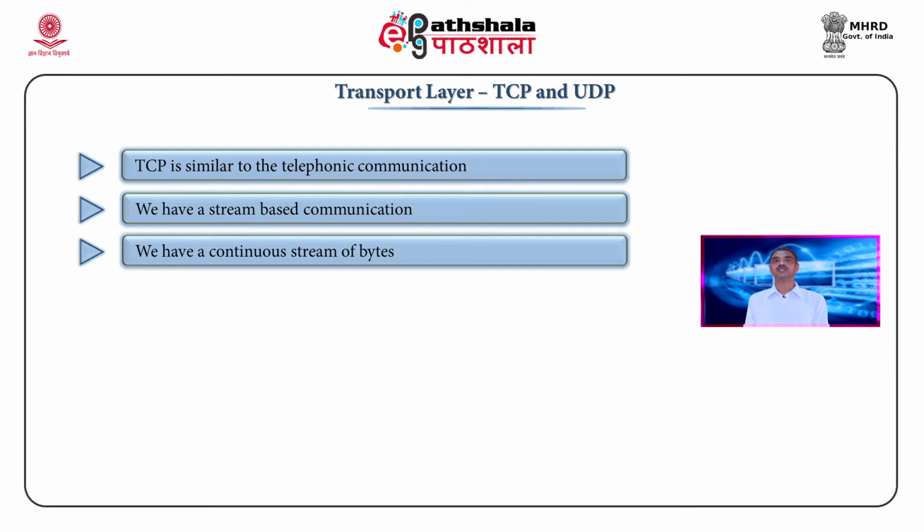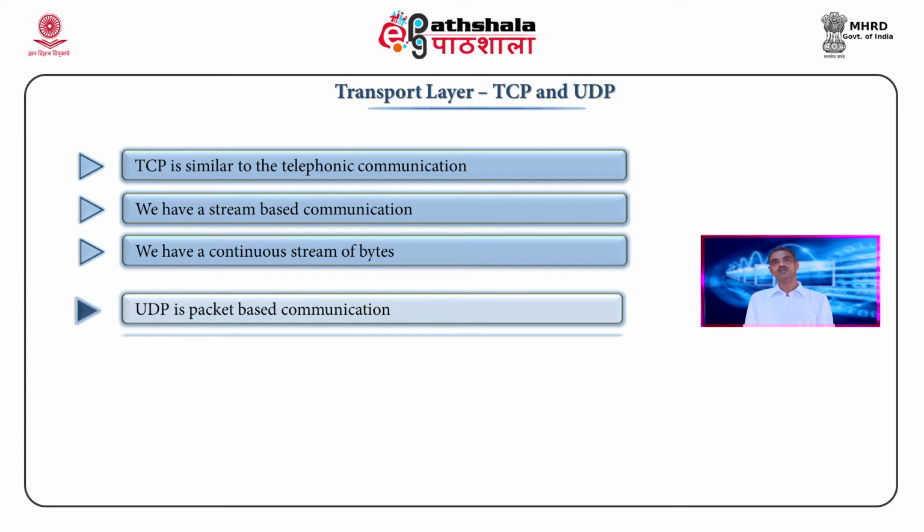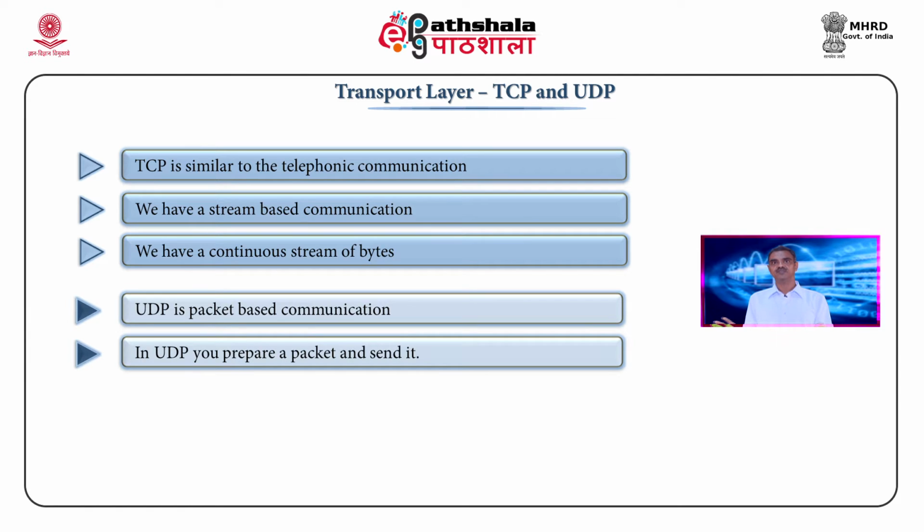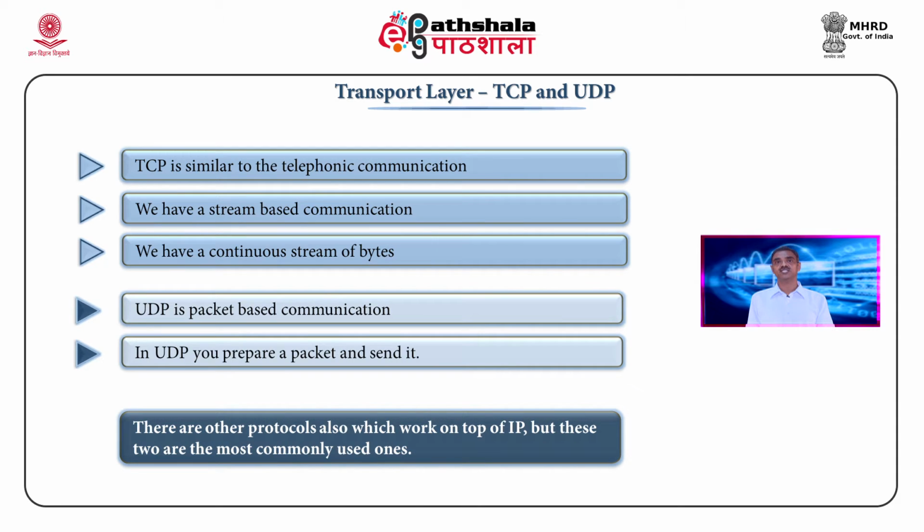TCP is a stream based communication, whereas UDP is a packet based communication. In UDP, you prepare a packet and send it and forget it. You would not know when it has reached, or when it has not reached. Only when he replies back, then you will know, oh, he had probably got it. So that way we have got TCP and UDP, two different protocols working for us. We do have other protocols also working at the transport layer, but these are the two most commonly used ones. One is stream based, the other is packet based.